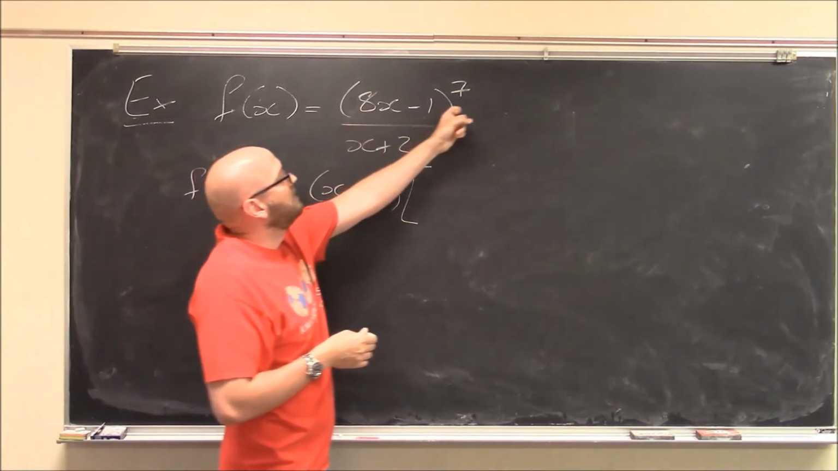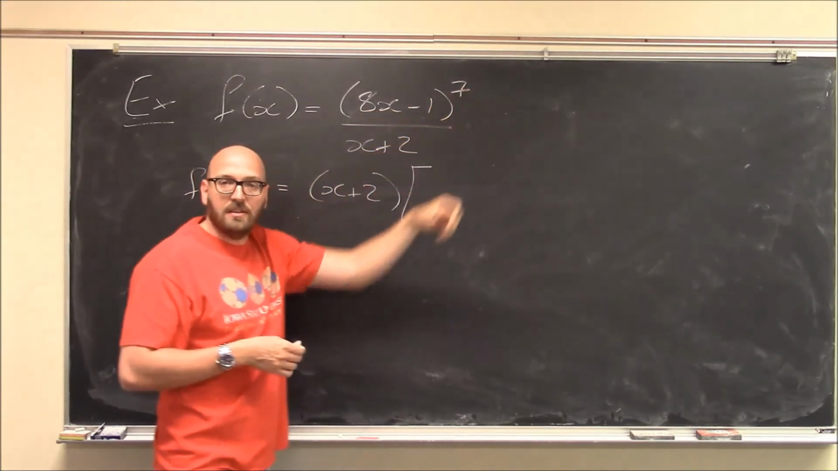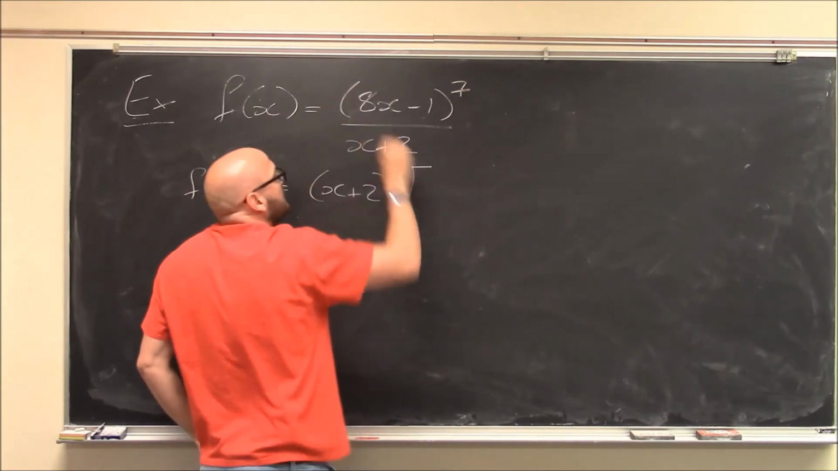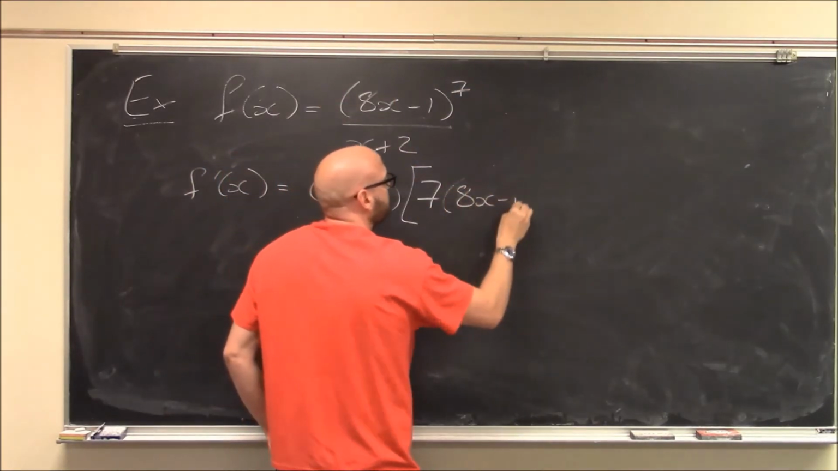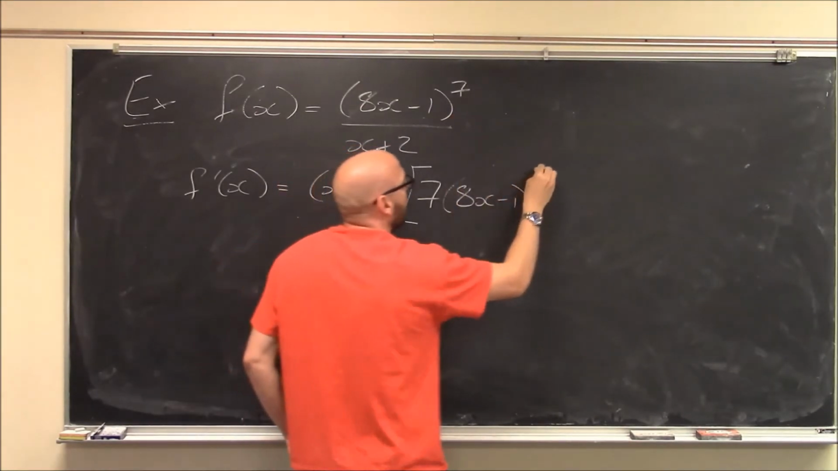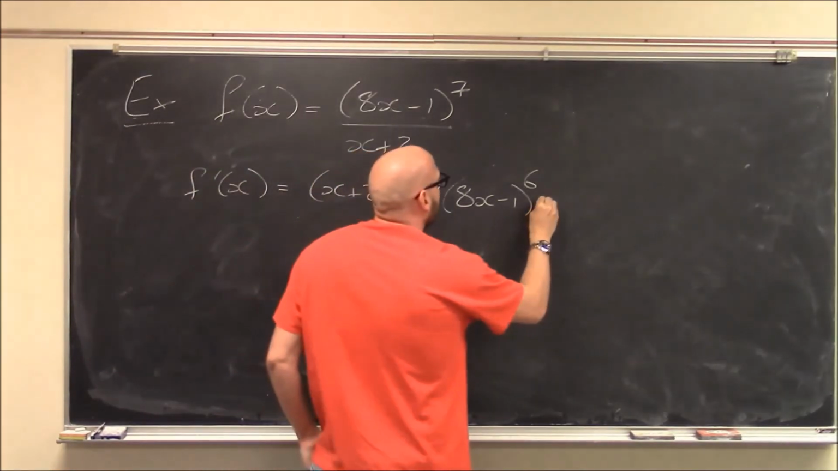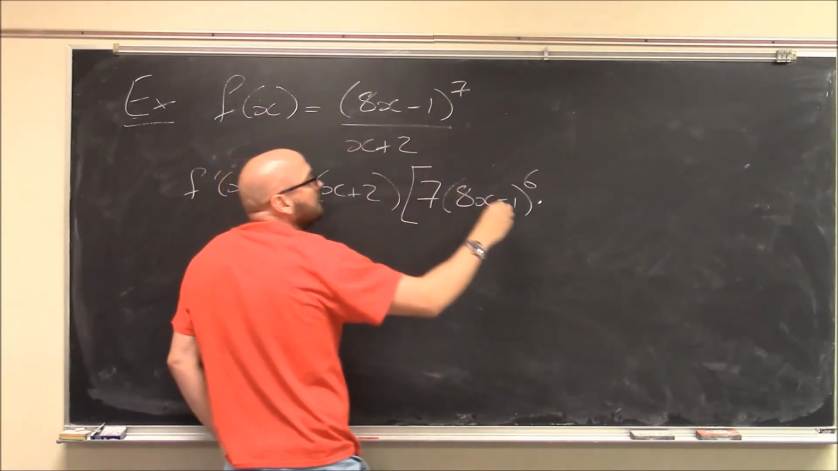Well, we want to differentiate this expression. What is it? It's a function raised to the power n, so we use the special case of the chain rule. How do we differentiate the top? So the 7 comes out front, inside stays the same, then we lower the power by 1, and then we have to remember the second half, which says times the derivative of the inside. Derivative of 8x minus 1 is 8.